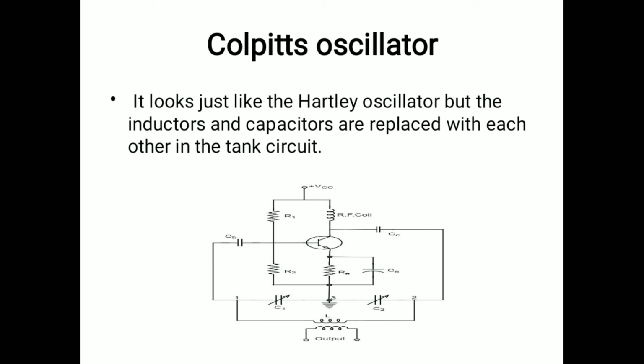In the Colpitts oscillator, R1, R2 and RE are used for providing biasing of the circuit. CC and CB are used for blocking: CB and CC block DC and pass AC. And the RF coil is here; it provides high impedance for the circuit.